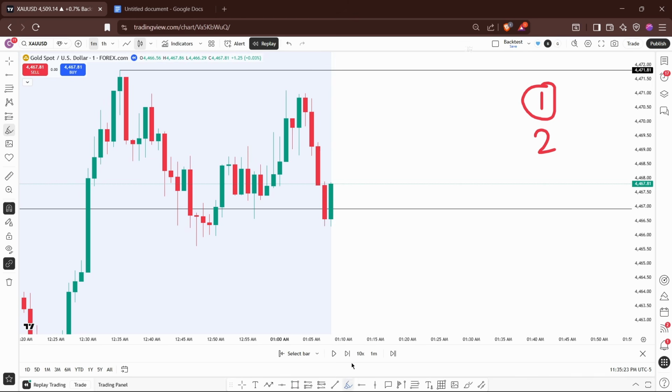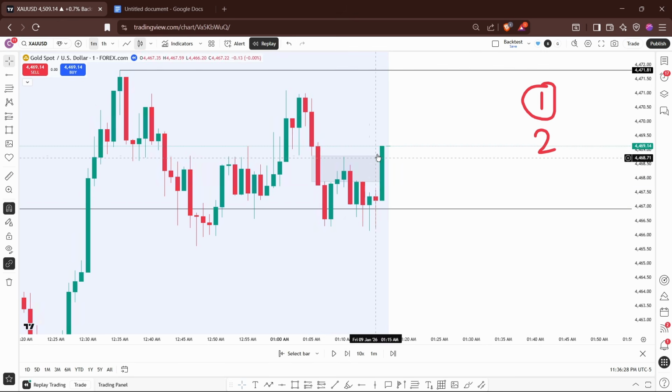Let's see. This is the first candle, this is the second candle, and this is the third candle. The first candle low is not met with the third candle high. So the gap between the first candle low and the third candle high is the FVG, which is the fair value gap. Let's draw the box here. When the market closes above this box, it becomes the inverse fair value gap. So let's wait for the market to close above that box, and yeah, it closed above that box.